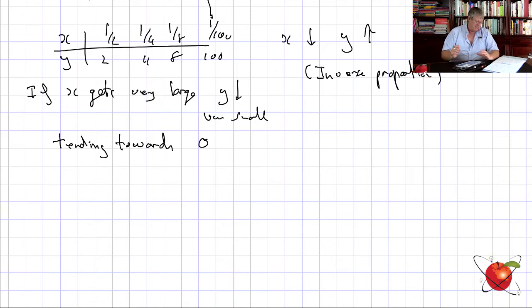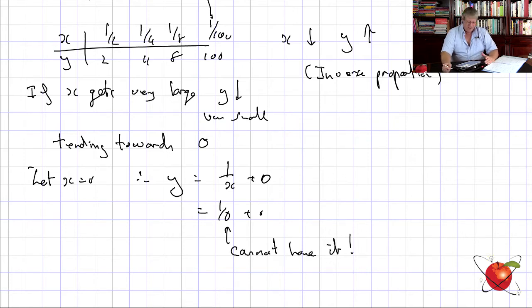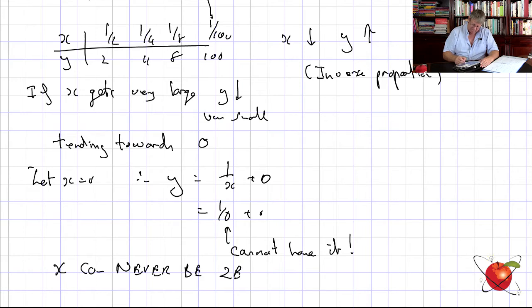Right, let us look at the special case. Let's go through our thing of how to draw a graph. What do we say? We say let x equal 0. Therefore, y is going to be 1 over x plus 0, and that's going to be 1 over 0 plus 0. This we cannot have. So x can never be 0. Okay, x cannot be 0.